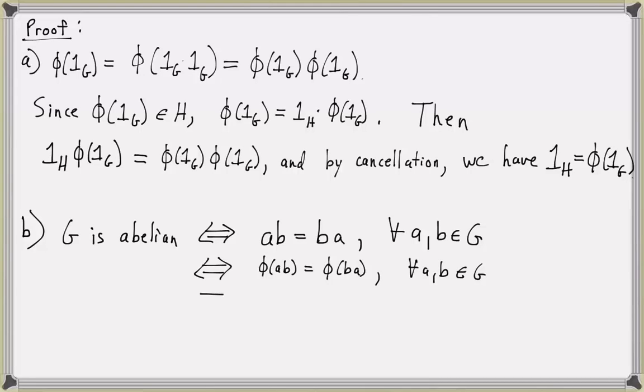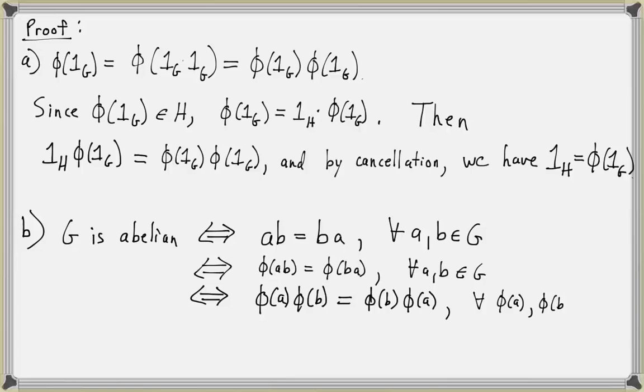But this is true if and only if phi of A times phi of B equals phi of B times phi of A by the properties of a homomorphism. And since A and B are arbitrary, phi of A and phi of B are arbitrary elements of H. So this is true for all phi of A and phi of B in H. And this is the same as saying that arbitrary elements of H commute. So H is abelian.